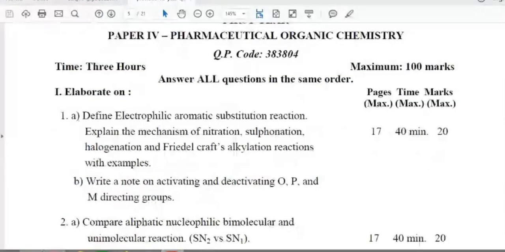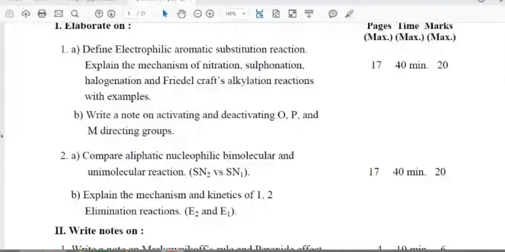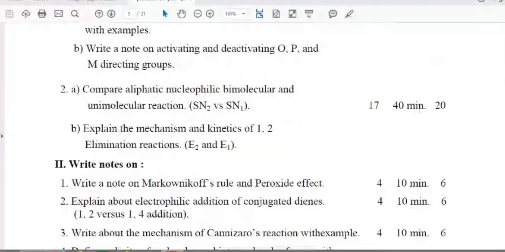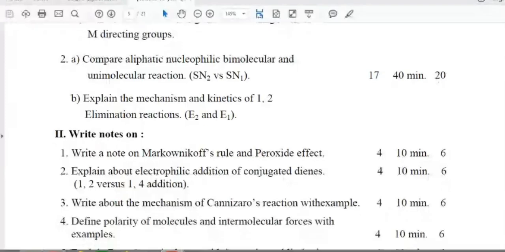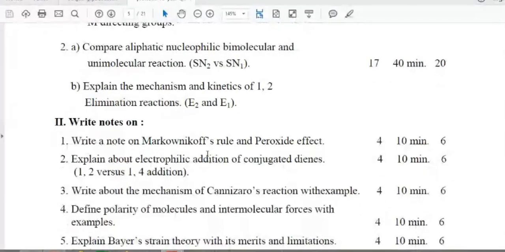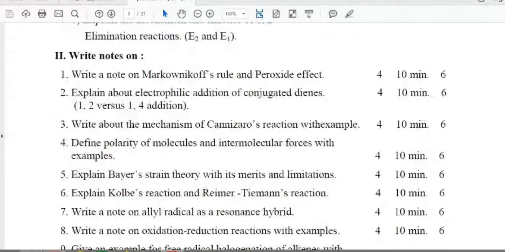SN1, SN2, E1 and E2. Markovnikov's rule and peroxide effect, 4 marks. We can write this question: write a note on Markovnikov's rule and peroxide effect. So both are exactly opposite. Electrophilic addition of conjugated dienes. So electrophilic addition of alkenes we are studying. Polarity of molecules, intermolecular forces.